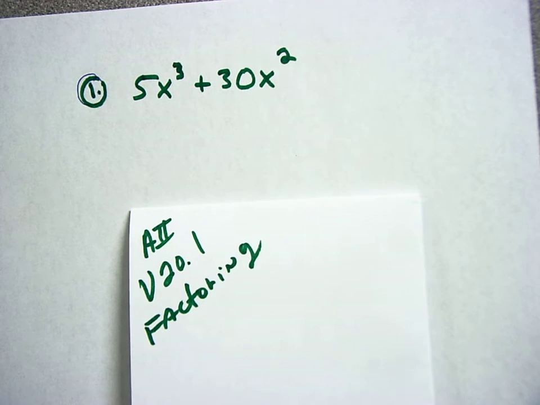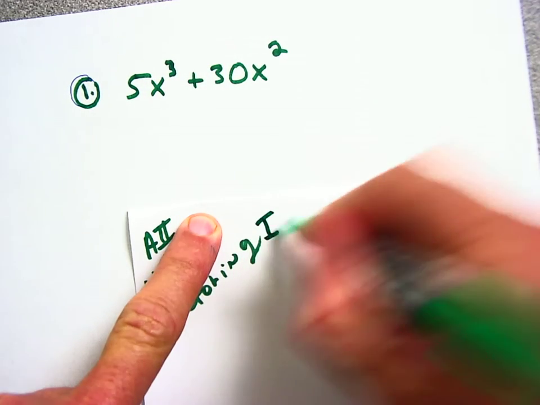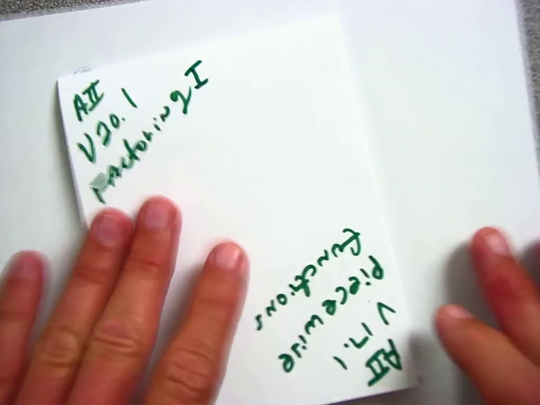Alrighty, Algebra 2, video 20.1, factoring. Oh Lord, it's factoring part 1 too, sorry. Yeah, it's one of those topics. Alright, so video 20.1, factoring.